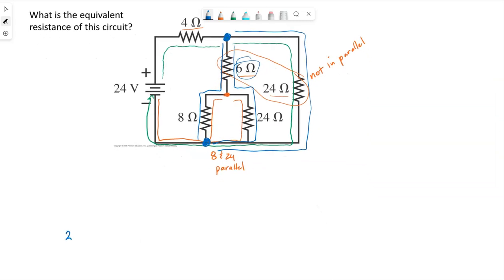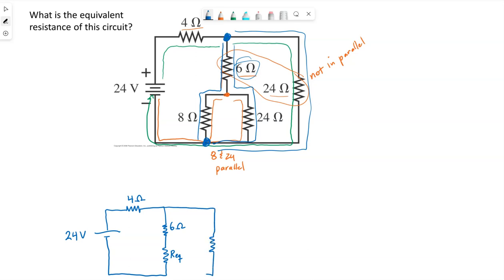So I'm going to redraw our circuit. This 4 ohm resistor is still here. This 6 ohm resistor is still here. But I am coming up with an equivalent resistance for the 8 and 24. And then this other 24 on the right-hand side is still the same 24.